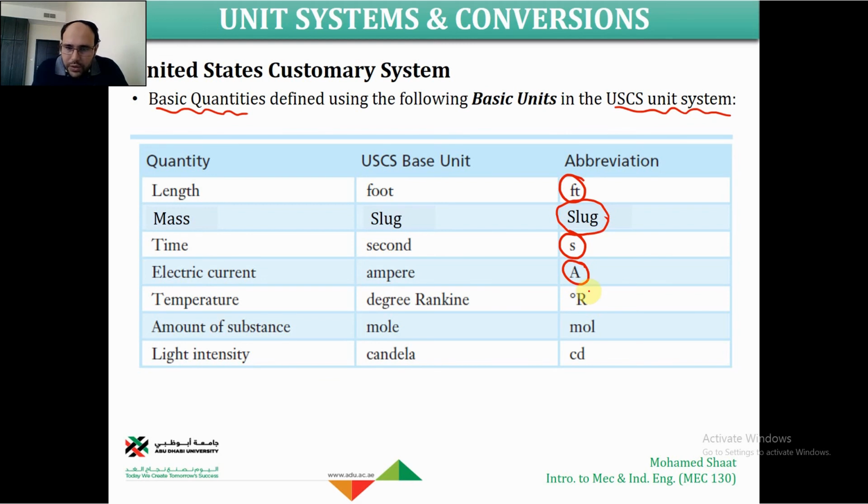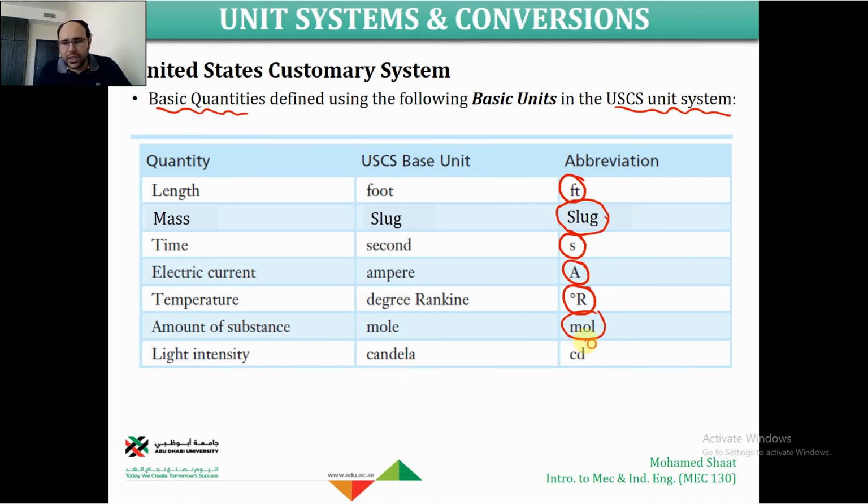The temperature in the American system is in degree Rankine. It is measured in Rankine, but in the international system, its basic unit is Kelvin. So degree Celsius, degree Kelvin, these are the international system. But the American system is Fahrenheit, Rankine. These are the temperature units for the American system, and the basic unit is Rankine. Amount of substance is mole in both, the American and the international.